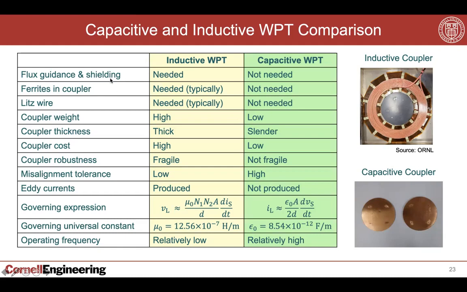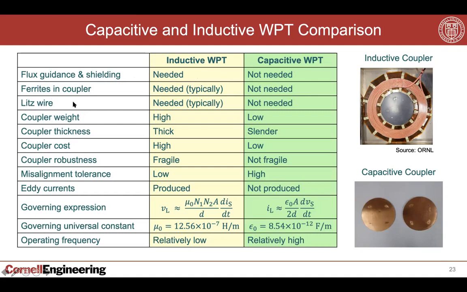So flux guidance and shielding is needed in inductive WPT, but not needed in capacitive because the fields terminate naturally on the other plate. We use ferrites in the coupler of an inductive system, but we don't need ferrites or other dielectric in a capacitive system for field guidance and shielding.